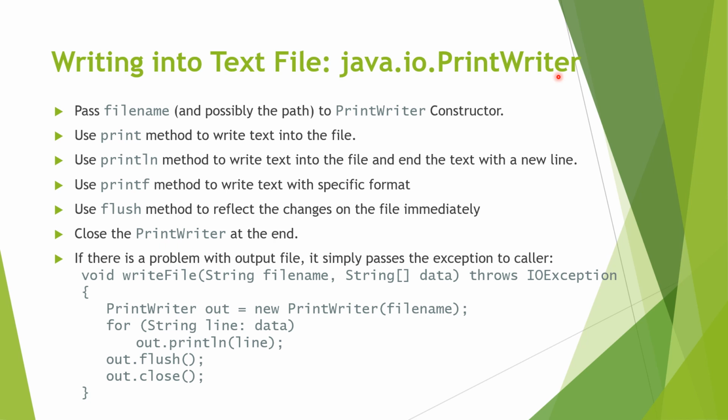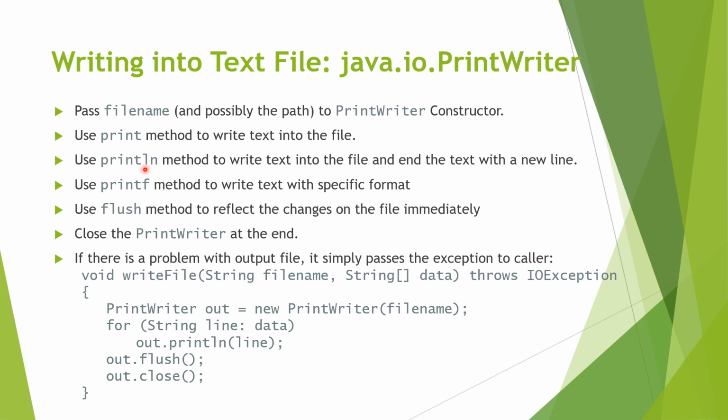If you want to use this constructor, you need to pass the file name to the constructor of the PrintWriter. And when I say file name, I mean file name and possibly the path of the file. And then you can simply use the print method to write text into the file if you want to write a single word. If you want to write a whole sentence or a whole line, I should say, you can use the println method of the PrintWriter, and that will print out a whole line followed by a new line in the text file that you're writing into.